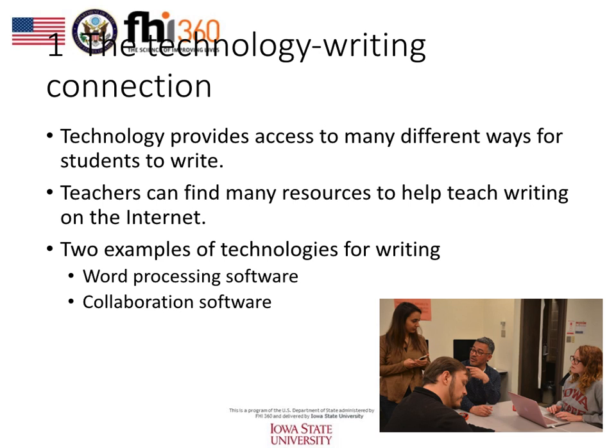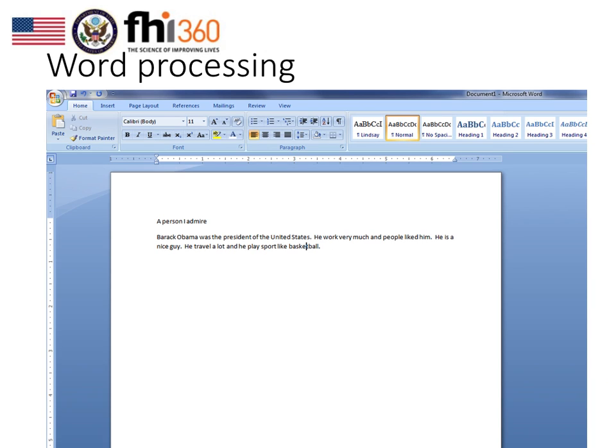There are two examples of technology for writing that seem to have really played an important role in everything we're doing in education today. And those are word processing software, and the second is collaboration software. Here's an example of a word processing software program, Microsoft Word, which most people are probably familiar with. This is one, but only one of many different kinds of text editors that students are using for writing their essays.